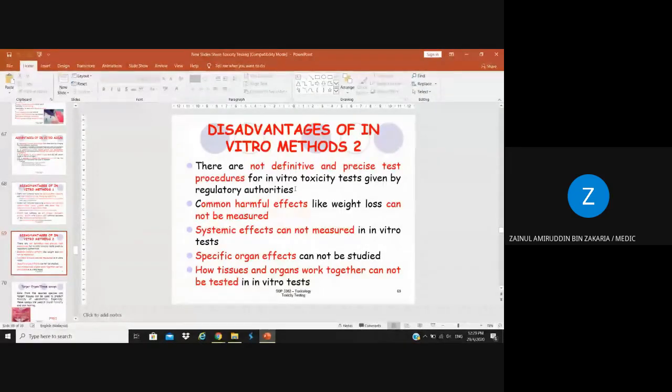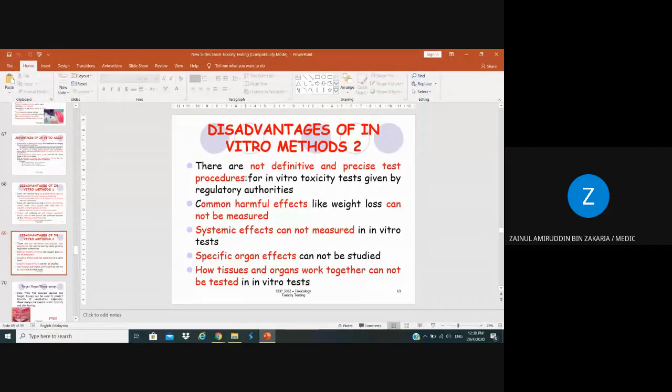Sometimes you have to modify the medium itself. Some people say 20%, maybe you have to use 18%. Right? Because the product coming from a different company might also have different activity, different effectiveness of the compound, even though it is the same, might be different between different companies. So that is what we mean by not definitive and precise test procedure. You don't have one direct procedure that you can follow and get the result. No. Okay.